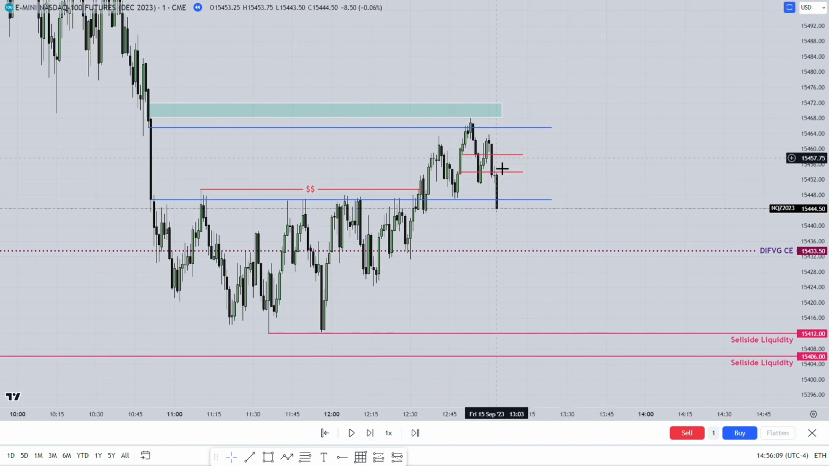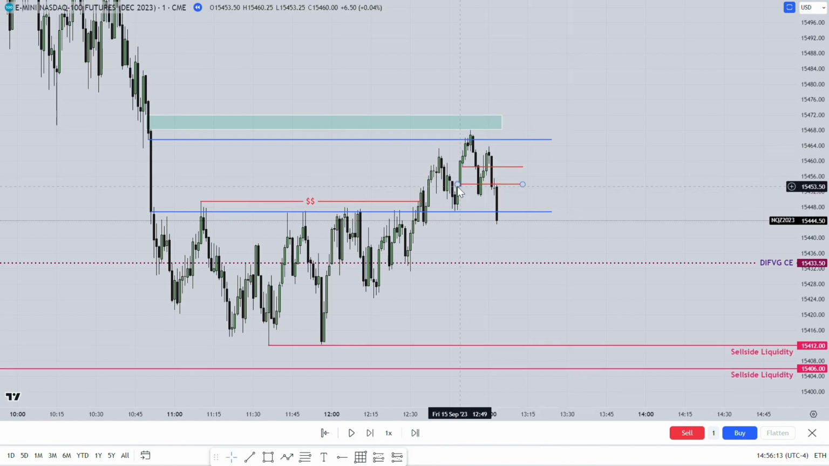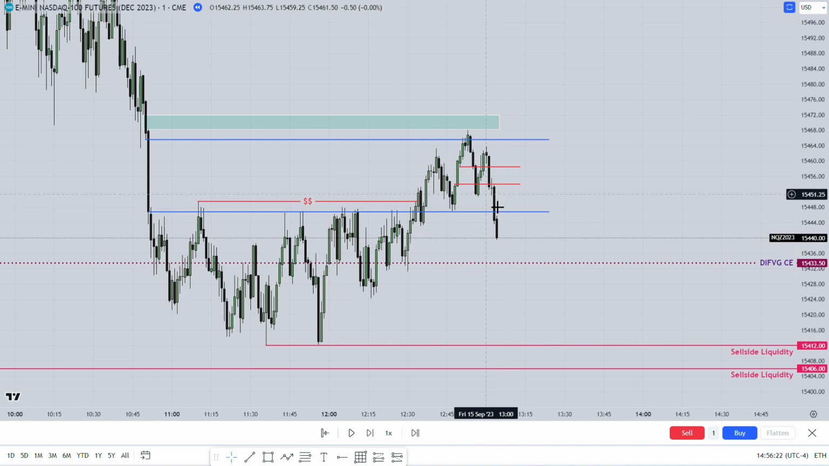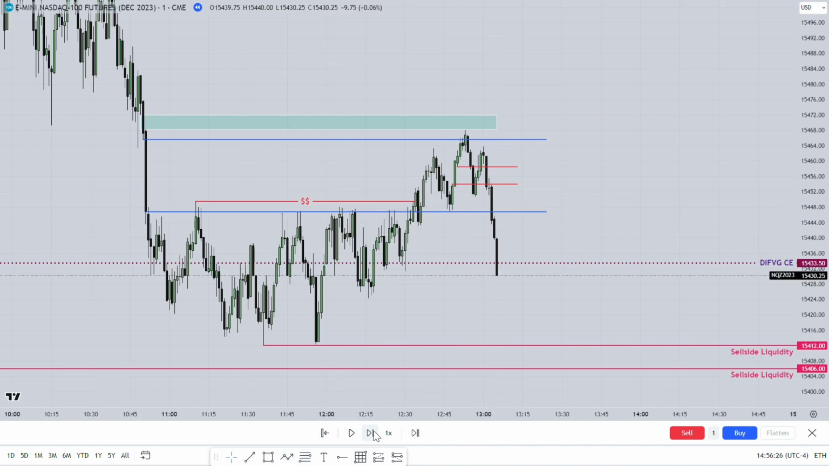Okay, if you are really fond of the market structure shift, then you can say this is your market structure shift, and you have the fair value gap over there. I'll show you why I'm talking about this.